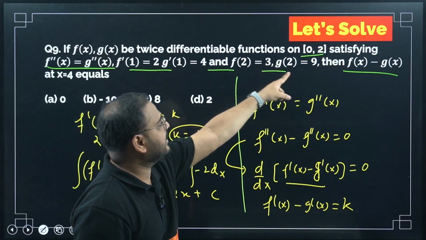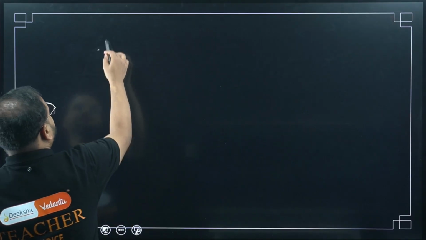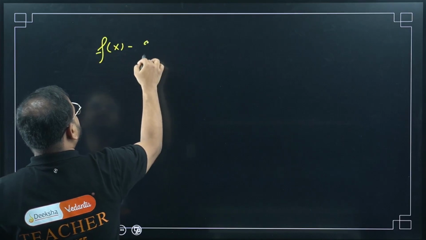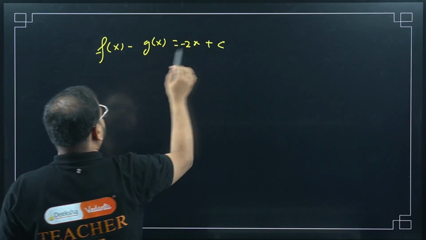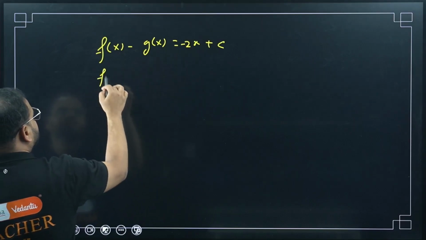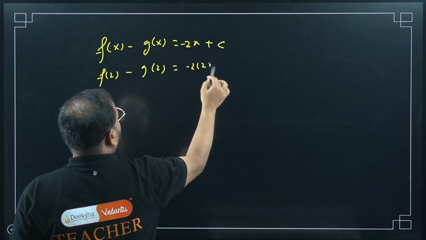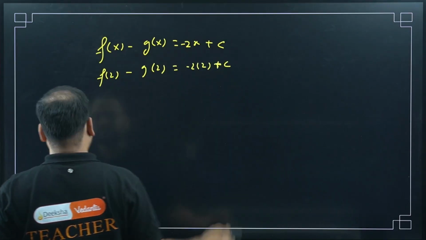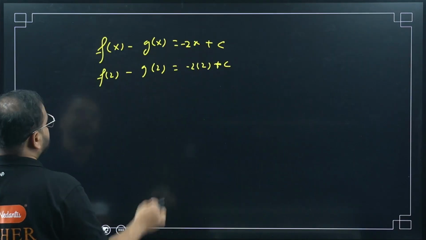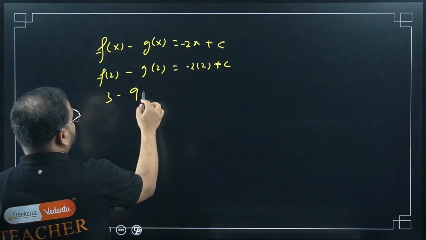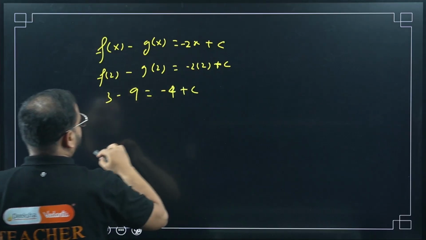f2 is 3 and g2 is 9. So put it here. I got my f of x minus g of x equals to minus 2x plus c. They have given f of 2, g of 2 equals to what? Minus 2 times 2 plus c. What is f of 2 minus g of 2? Please check here. F of 2 is 3 and g of 2 is 9. So right here 3 minus 9 equals to what? Minus 4 plus c.